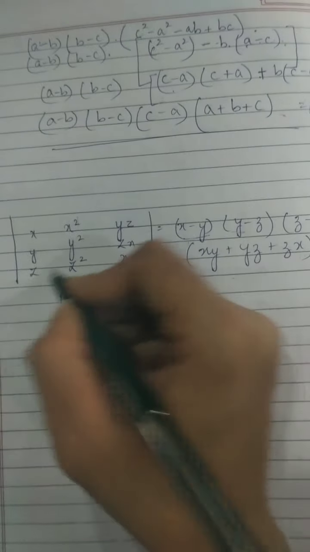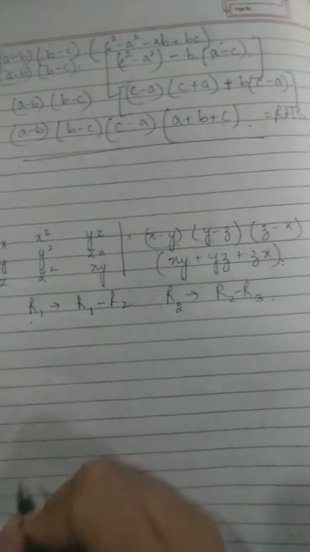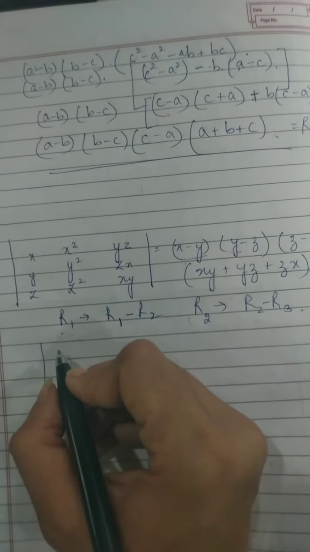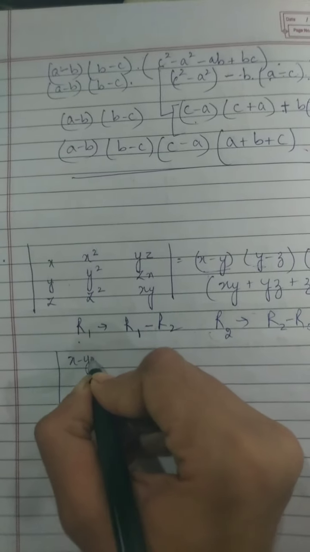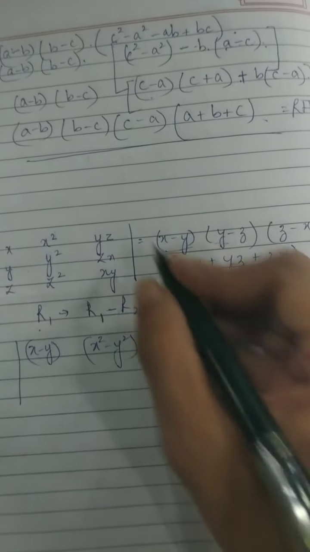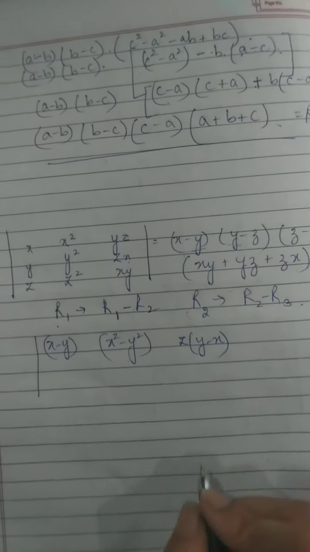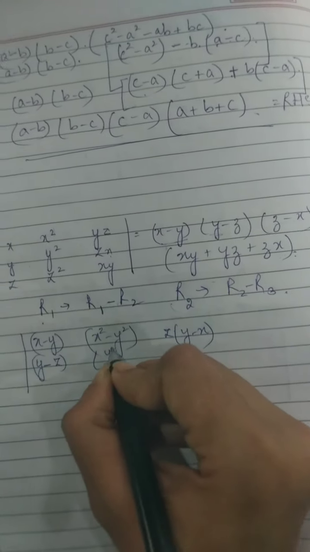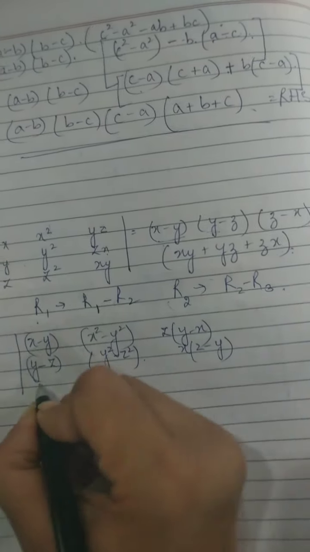And the next one is y minus z. So I can apply it on R2. That is R2 minus R3. You can also do it by any alternative suitable method which is valid to solve these questions. So R1 minus R2 is x minus y, x square minus y square. And here this minus this, so I take z as common, y minus x. Likewise, this is y minus z, y square minus z square, and taking x common we get z minus y.